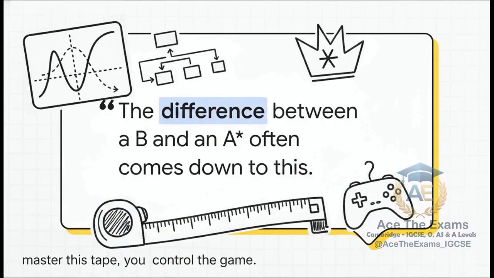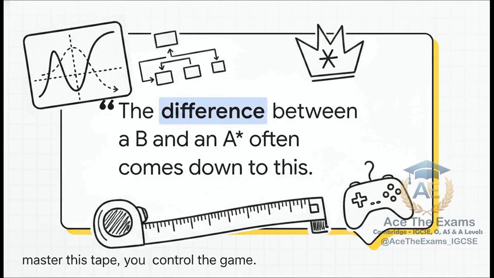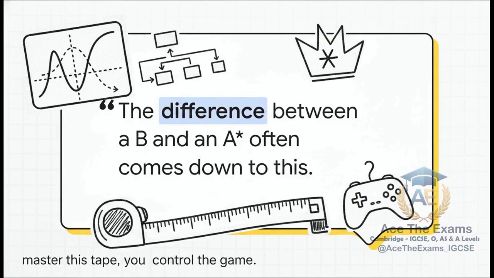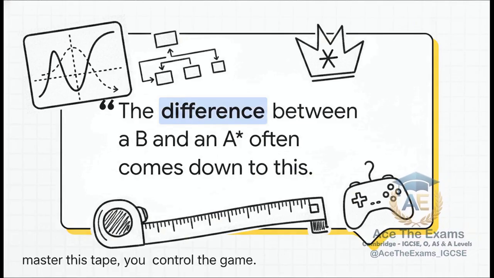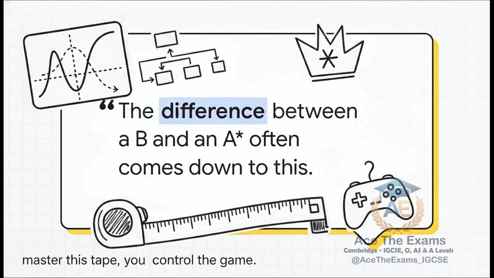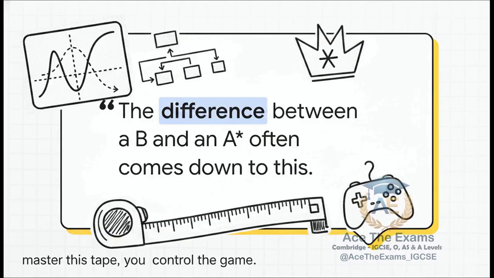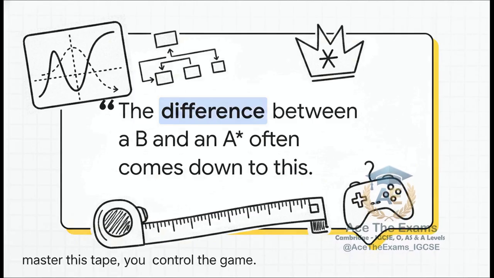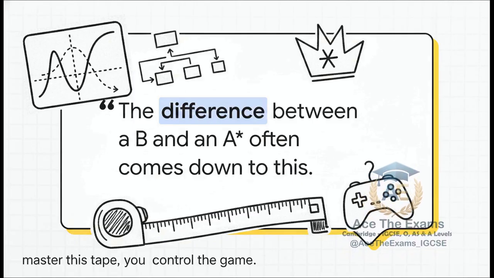Now check out this quote right here. This is directly from a senior Cambridge examiner. The difference between a B and an A star often comes down to this. Now, what are they talking about? They're talking specifically about multi-stage analysis and differentiation. You see, mastering stationary points isn't just about knowing your basic derivatives, right? It's about executing a complex string of logical steps under immense pressure. It is literally your ticket to an A star. If you can master this tape we're looking at today, you completely control the game.